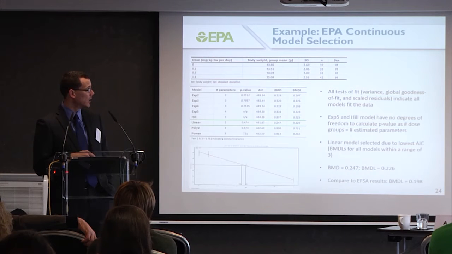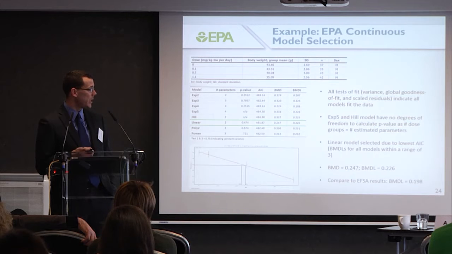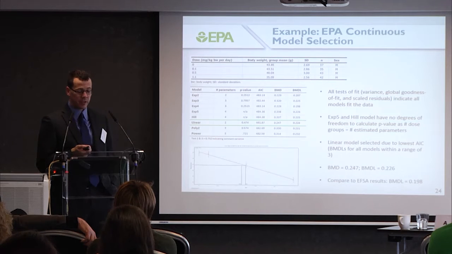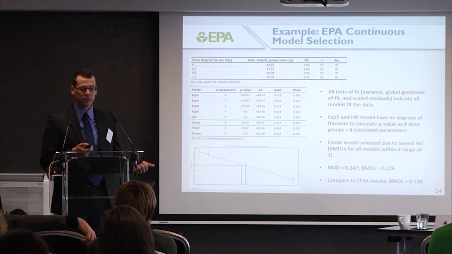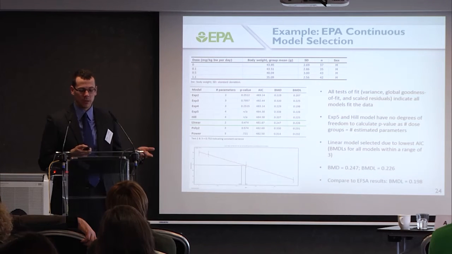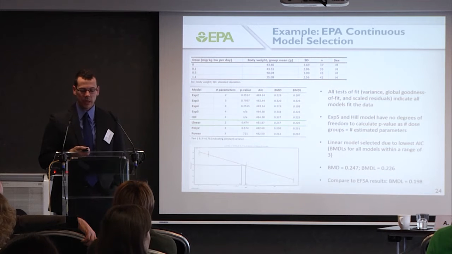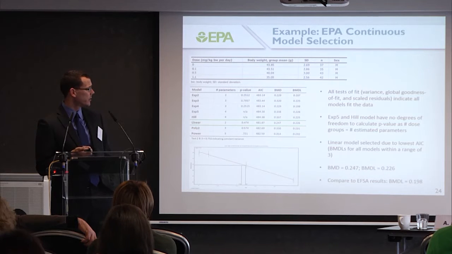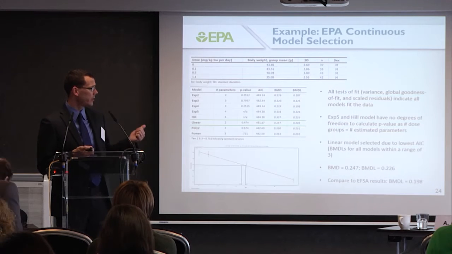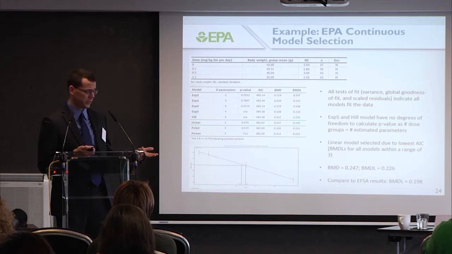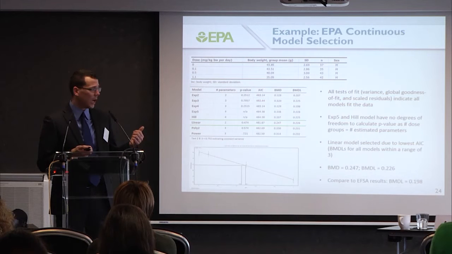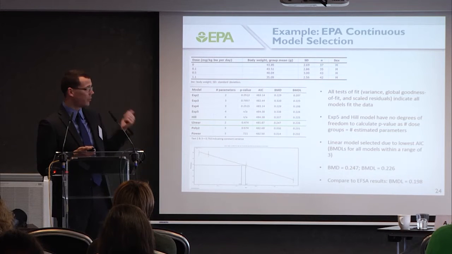Looking at the data and using EPA methods, we would fit, again, all the exponential models, the single Hill model we have, polynomial models, so the linear model, the poly 2 model in the case of this data because we have 4 dose groups, and the power model. All our tests of fit, the variance, the global goodness of fit, and the scale residuals indicate good fit.